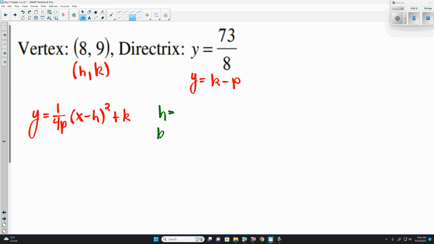Right, so we need to find the value of h, k, and p. Looking at the vertex, h is indeed 8, k is 9, and p we have to do a little bit of calculations to find. But based off how this is set up, we know that k minus p is what?